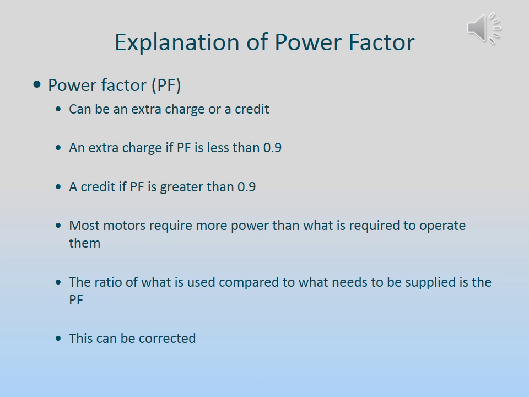Explanation of power factor. The power factor can be an extra charge or credit. There is usually a charge if we are less than 0.9 and a credit if we're greater than 0.9. Most motors require more power than what is actually required to operate them. That is what the power grid sees, so the electric utility says, well, we have to have that power capability there when they may need it. The ratio of what is used or consumed compared to what needs to be supplied is the power factor. Poor power factor can be corrected. To correct poor power factor, they make power factor correction capacitors that can be installed throughout the system.